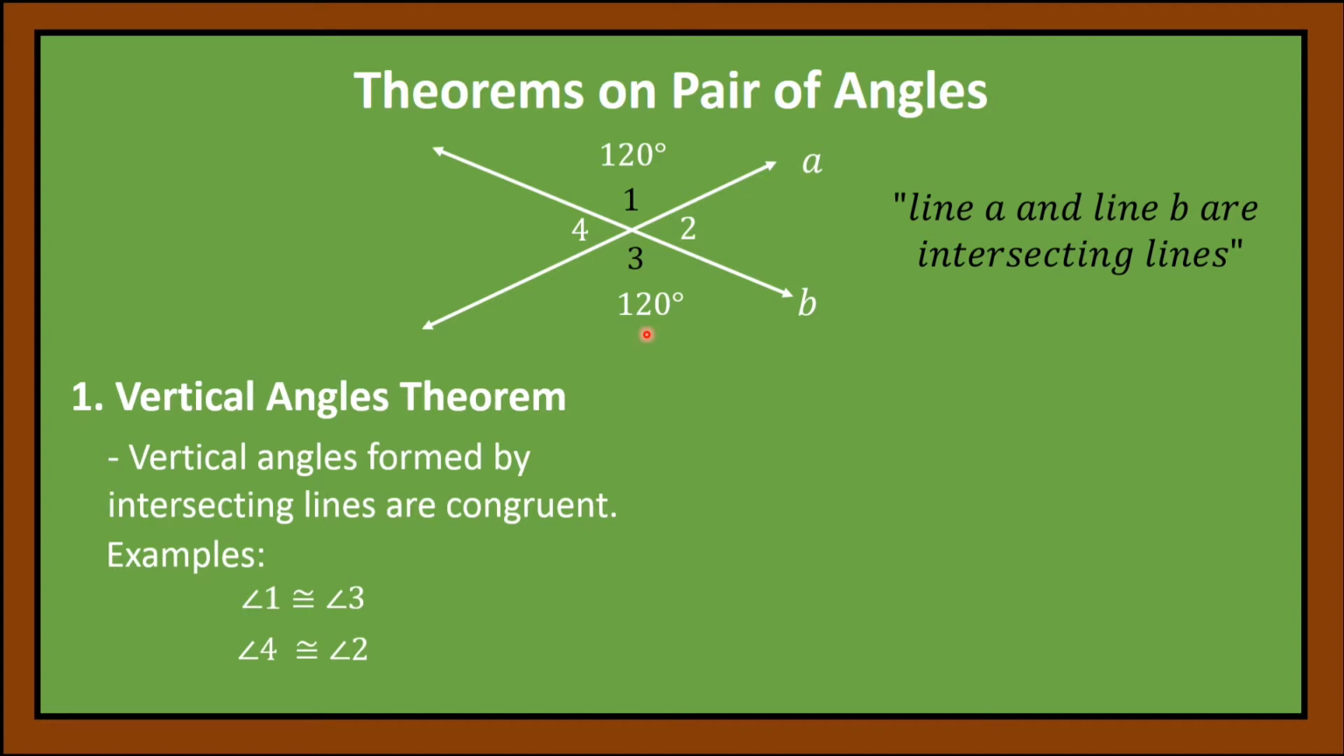Another example, angle 4 is congruent to angle 2. So, kung ang ating angle 4 ay 60 degrees, ang ating angle 2 ay also equal to 60 degrees.